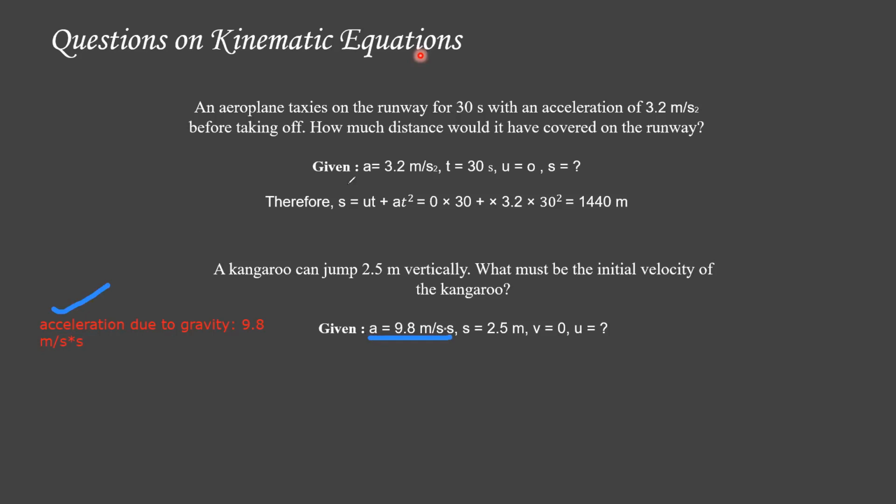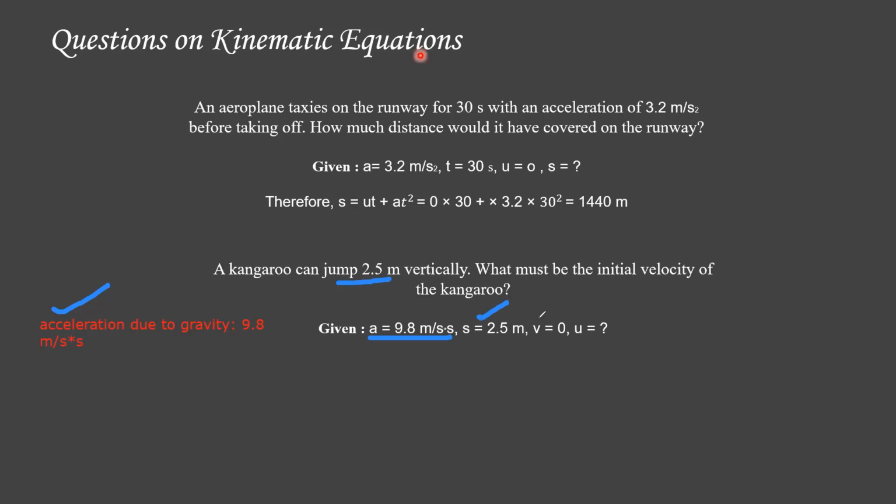If you're interested in knowing more, you can always search about acceleration due to gravity. It's a pretty interesting topic because we live in India, and we are closer to the equator, so for us the acceleration will be greater compared to someone living in Russia. There's also a very interesting reason for this, but anyway, we'll go ahead. S is equal to 2.5 meters, because it is given over here.